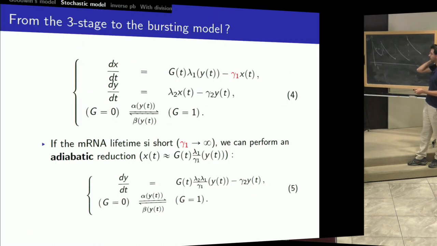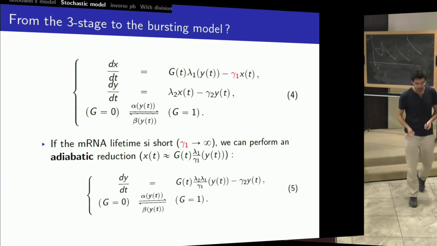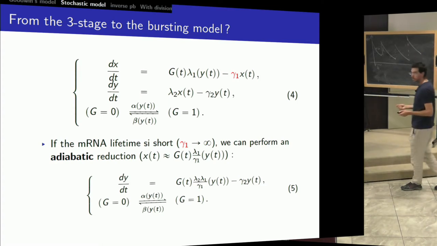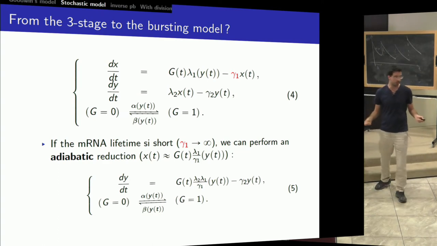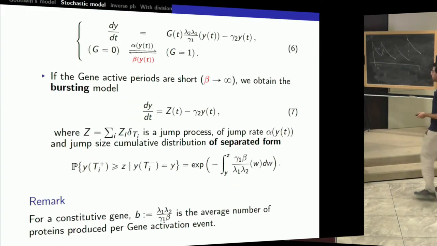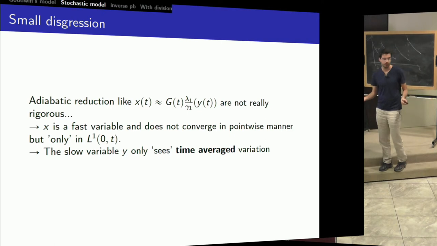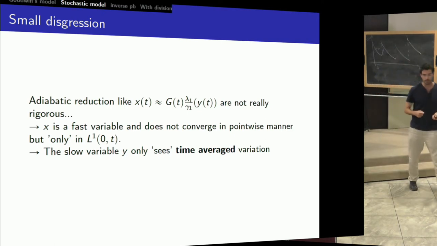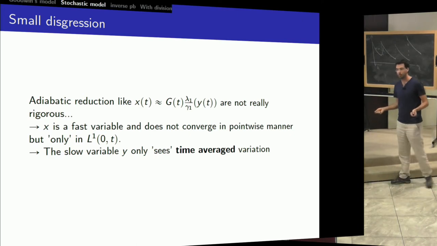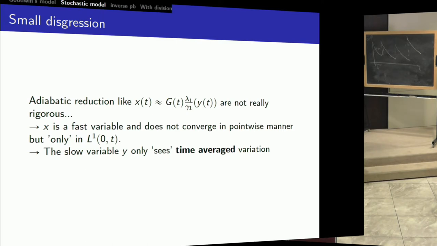When you get rid of the mRNA, the first variable, it's a fast variable, and it's a singular perturbation in the sense that x is not converging in a nice way as you would expect for a time-dependent function. It's only converging in an L^p space, L1 for instance, in time, meaning that the value x of t has no meaning anymore. It's a fast variable, it goes too fast, so this function doesn't have a pointwise meaning. It only has a meaning in a Lebesgue space, which means that the only thing that matters is the time integral, the time average, or something like this of my fast variable, but not the punctual value of my mRNA.